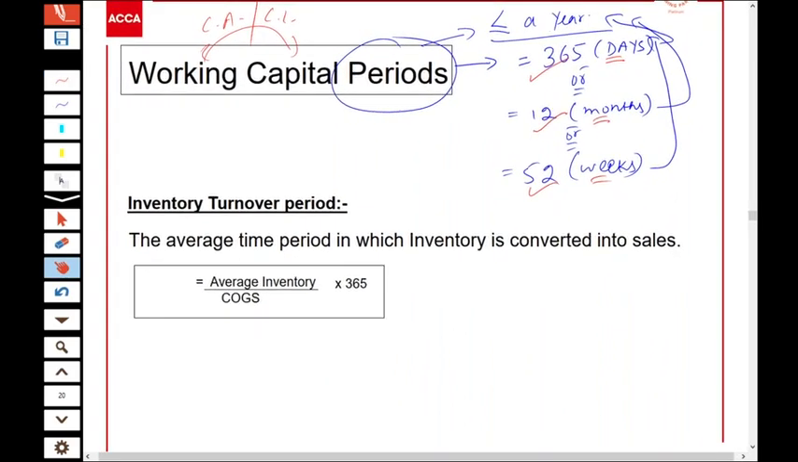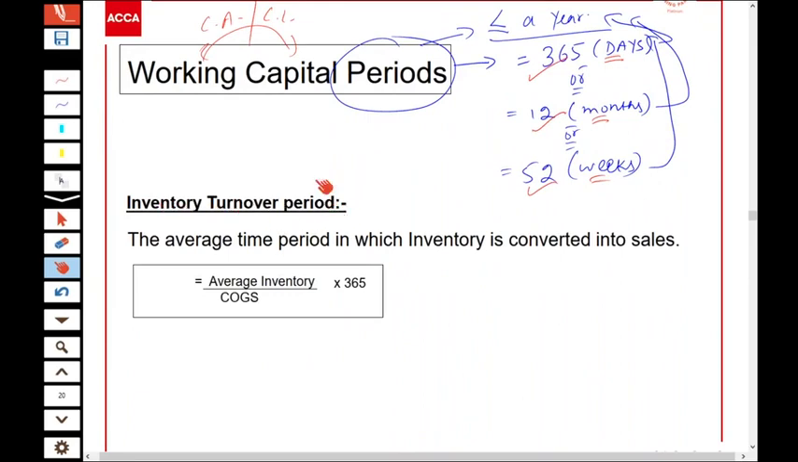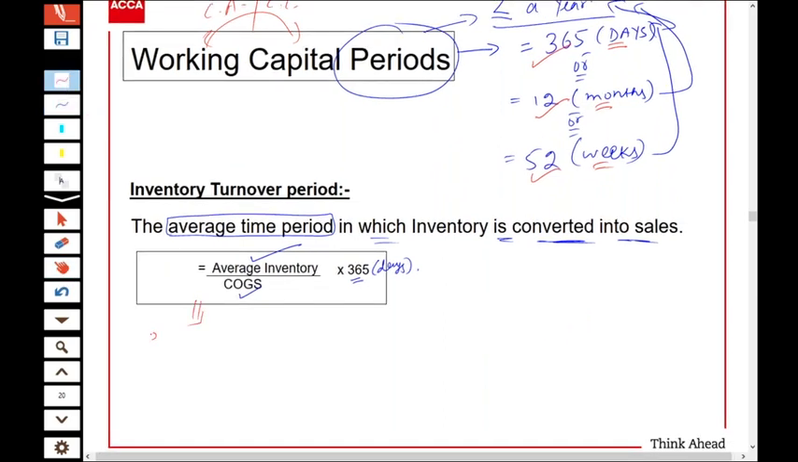Number one time period is the inventory turnover period. Now, what do you mean by the term inventory turnover period? This is the average time period in which inventory is converted into sale, and it is calculated as average inventory upon COGS multiplied by 365. That means they are measuring in the form of days. For example, if your answer is, let's say, 22 days, that means your stock is being sold after every 22 days, and that is the cycle.